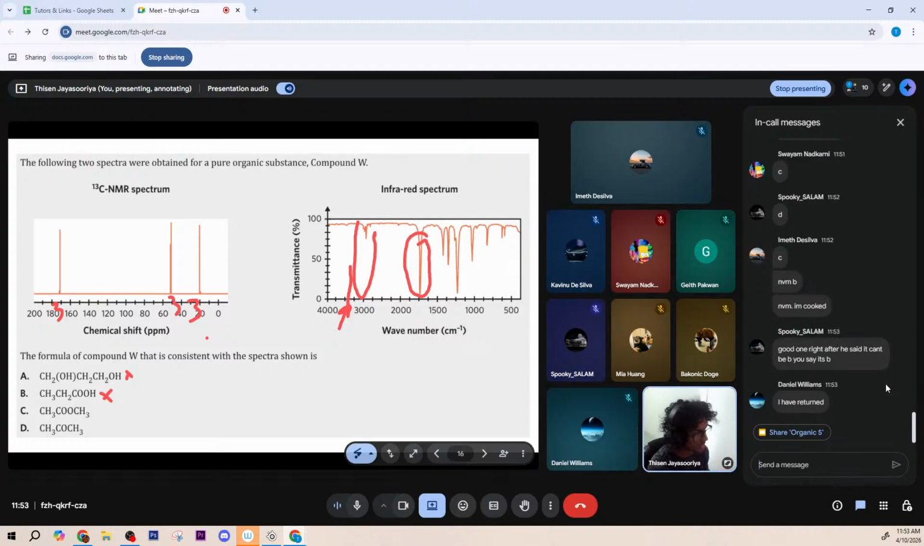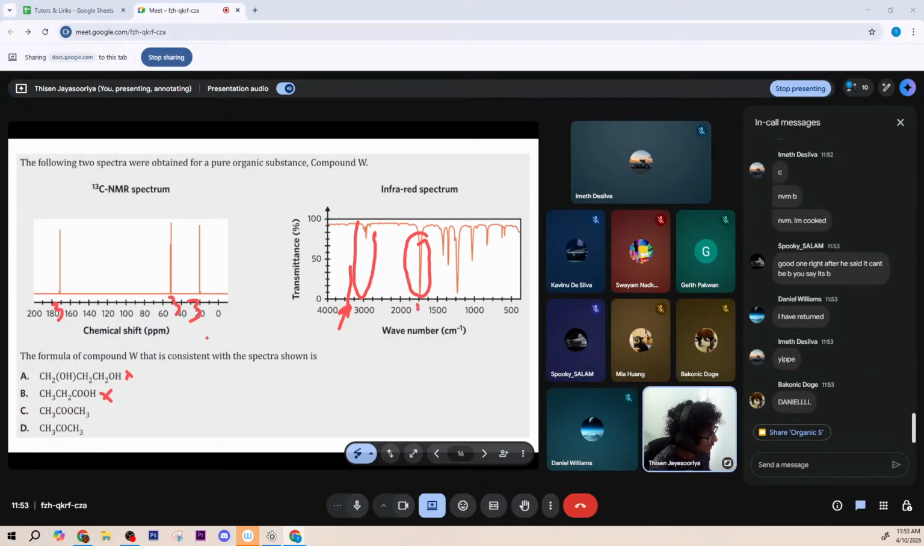One right, one wrong. So it can't be those two because we don't have this peak over here. And we can see that it has the C double bond O peak. Anyway, so we have the C double bond O peak, so that means it has to be one of these two. How do we choose between these two?